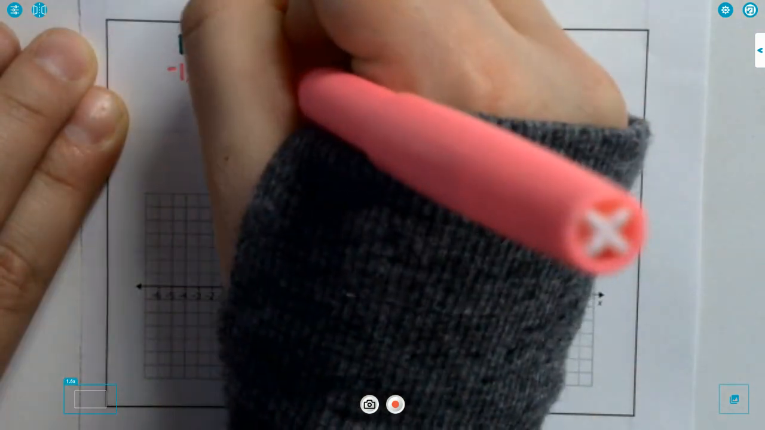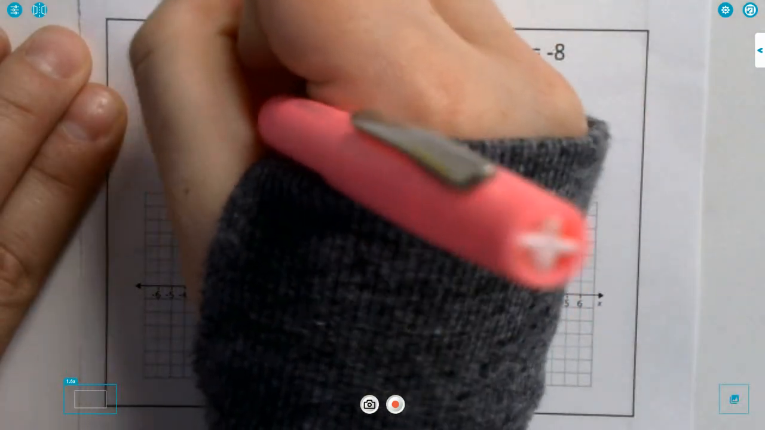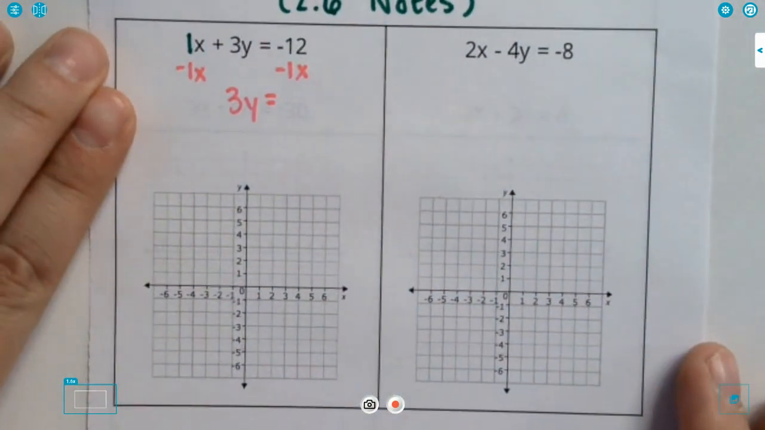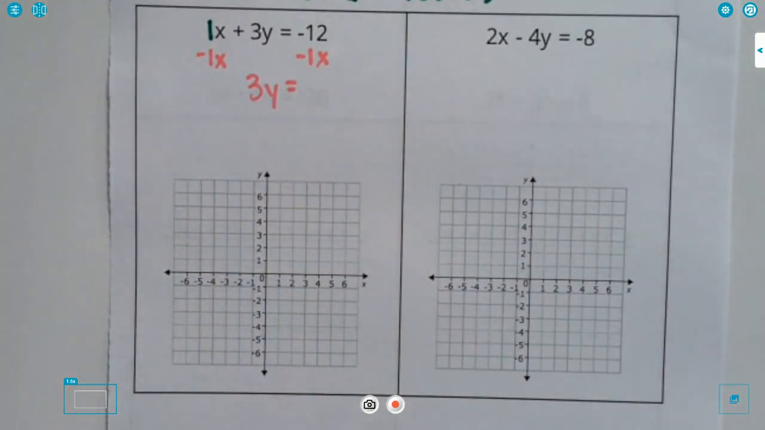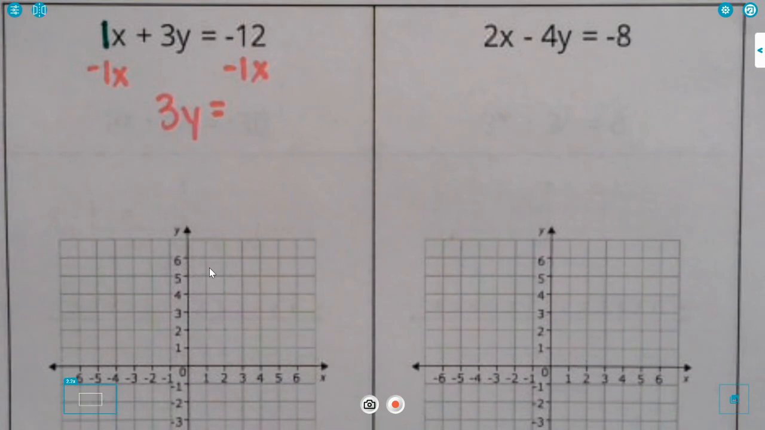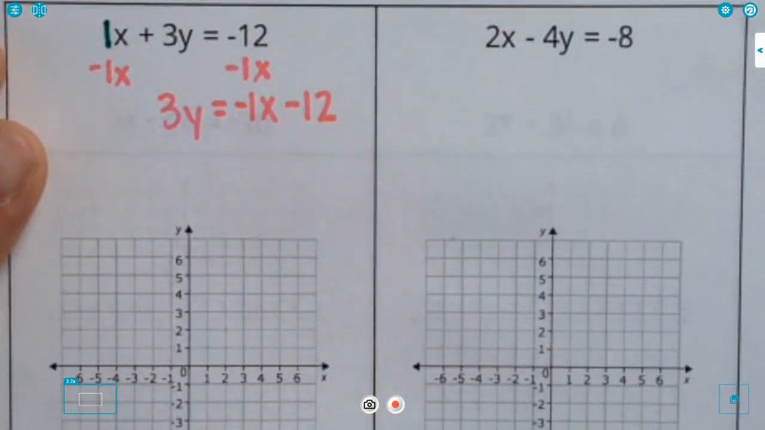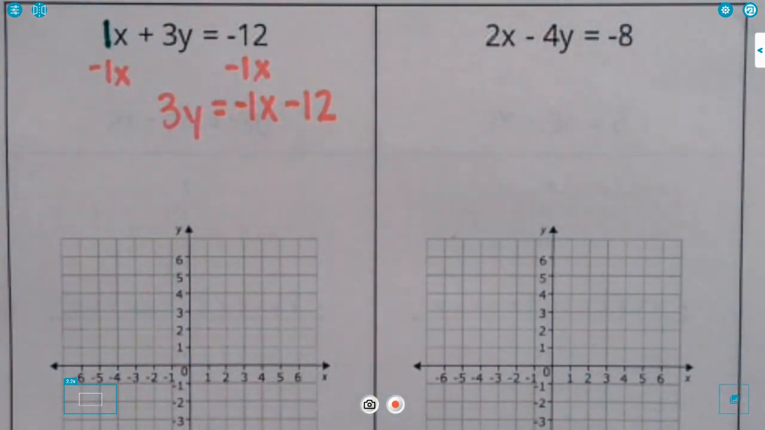Minus 1x, minus 1x. On the left side, I have 3y equals. And then on the right side, first of all, we can't do negative 12 minus 1 because negative 12 and negative 1 are not like terms, so we cannot combine them. And then we might want to write negative 12 minus 1x. Since we want it to be mx plus b, we're going to put the x first. So we're going to put negative 1x and then negative 12, because we're trying to get it as close to that mx plus b form.